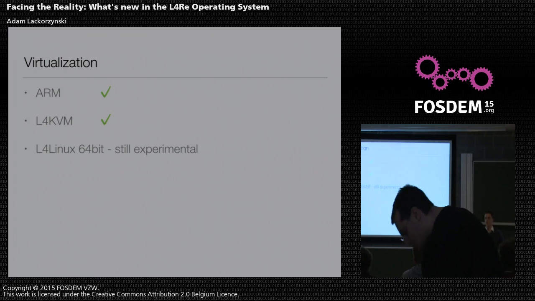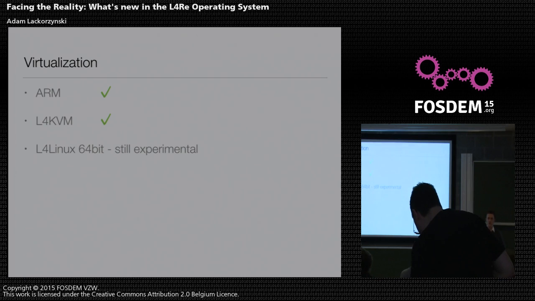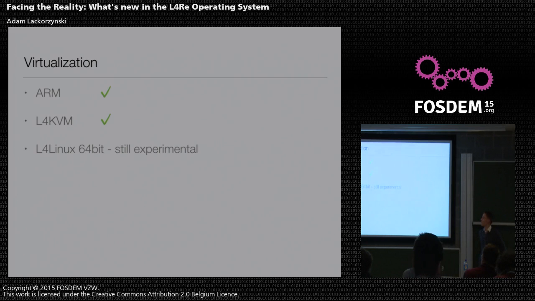Then last year we talked a little bit about L4 Linux 64-bit. This is still experimental, so we haven't released it to the public yet, because merging it with the existing 32-bit port is not so easy, so there are some design changes internally which need to be worked out. And we also updated L4 Android, which had gotten some rust last year.